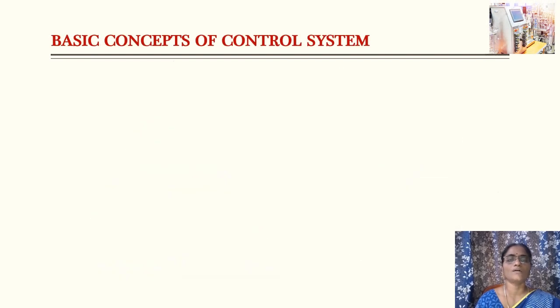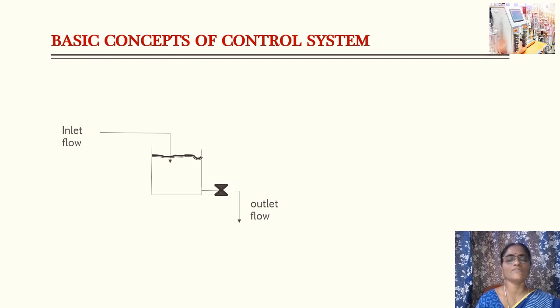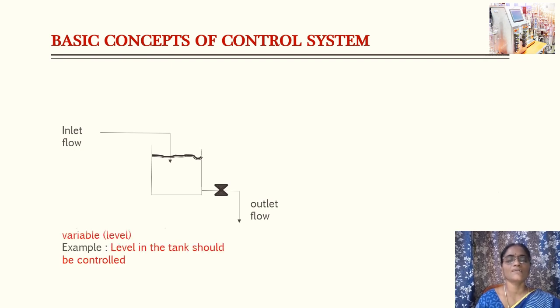Now we'll begin with the basic concepts of control system. I'll explain through a liquid level tank. I think everyone is aware of the liquid level tank. Take a tank process. In that tank process, there will be a continuous inlet and a continuous outlet. Even though there is continuous inlet and outlet, our aim here is to maintain the level as constant. That is our ultimate aim. The level in the tank we want to maintain as constant.